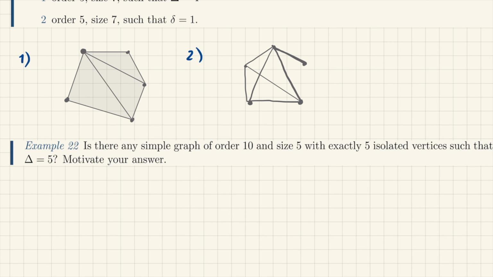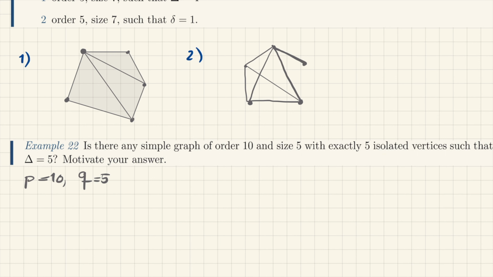Okay, so is there any simple graph of order 10? By the way, what was the notation we use for order? P. The size is 5, with exactly 5 isolated vertices such that capital delta is 5. Is it possible to draw such a graph?